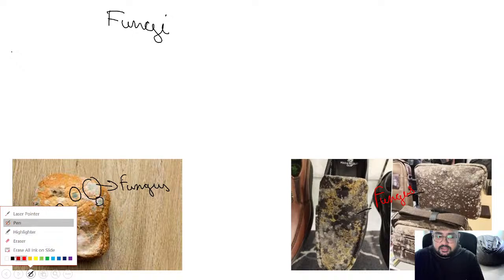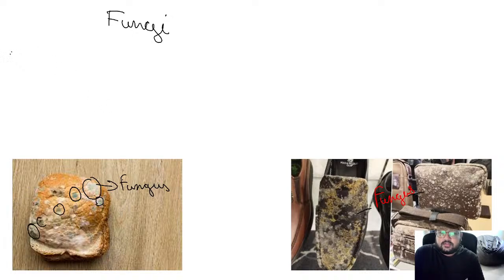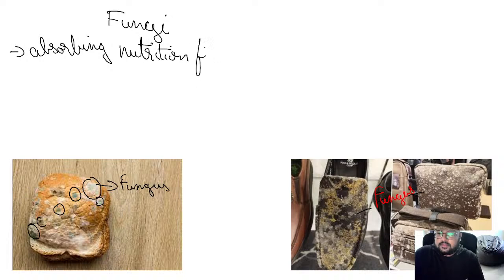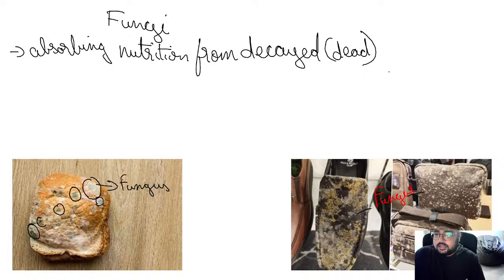So what is the duty of a fungus? I'll tell you all. The duty of a fungus is absorbing nutrition from decayed products. Decayed means dead products. The lifetime of the product is about to end, so that is where the product dies. No, no, please wait. Don't write. I'll tell you all when to write. So the duty of a fungus is to absorb nutrition from decayed products.